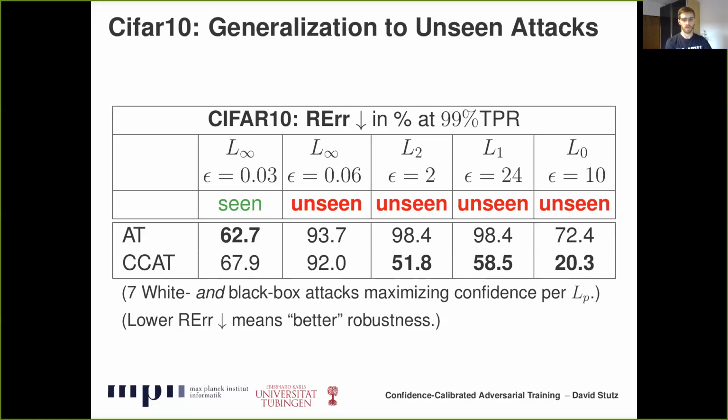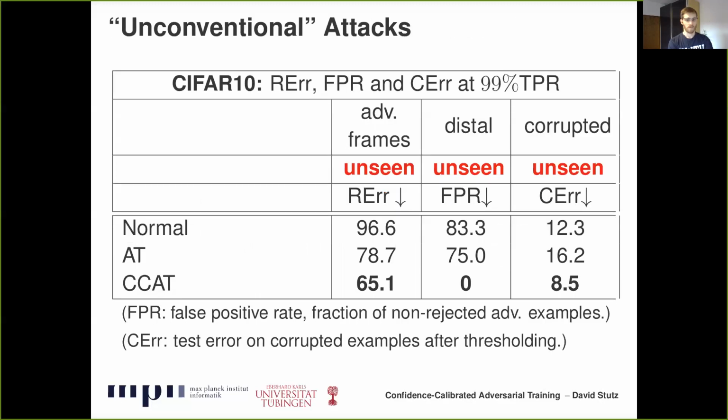These results are confirmed on Cifar10. Here, our model performs slightly worse on the seen adversarial examples and on large L-infinity adversarial examples. However, on L2, L1, or L0 adversarial examples, we significantly outperform adversarial training, so that the robustness generalizes to these threat models again. For L2, we reduce the robust test error from 100% to nearly 50%. Confidence-calibrated adversarial training also generalizes better to unconventional threat models.